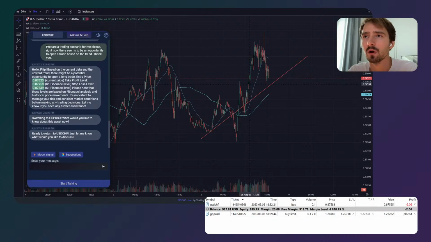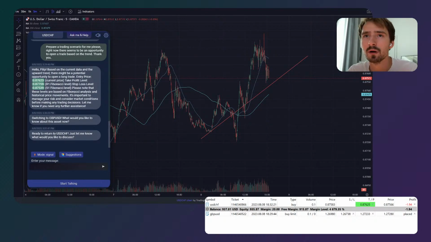And let's put the take profit. What did she suggest? Take profit 87623. Well, it's a really small one. She's trying to put it just above those three lines. But hey, we will go with that.